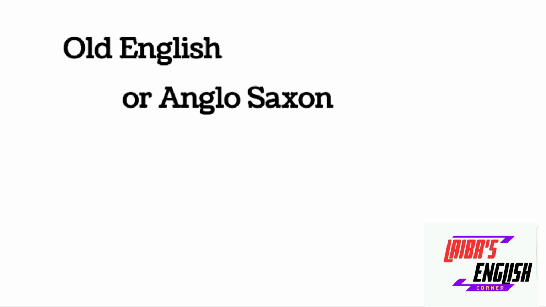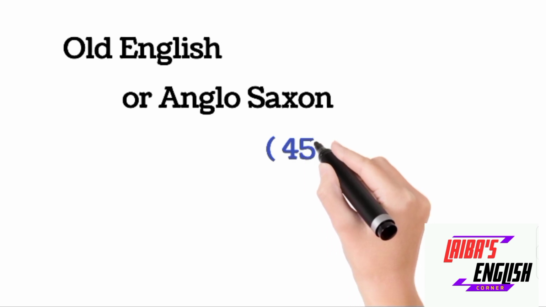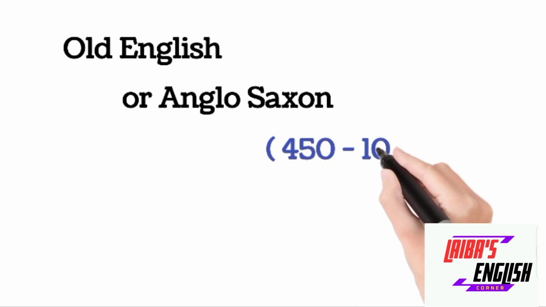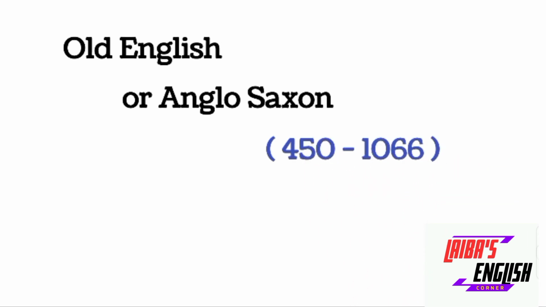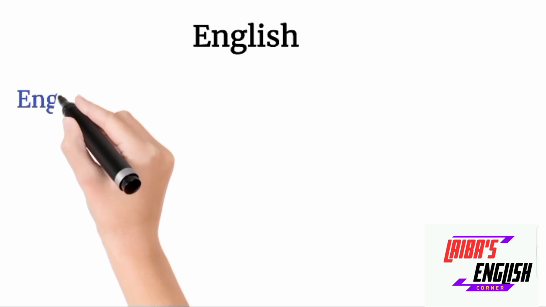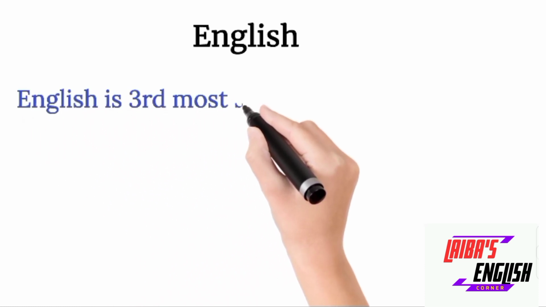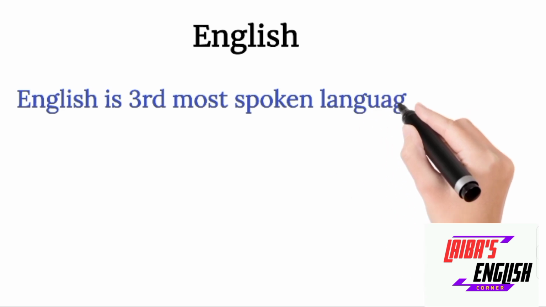So, first of all, we will see the time period. Basically, Old English or the Anglo Saxon period started around 450 AD and lasted until 1066 AD. We will discuss the history of English language and literature. English is an international language which is spoken by almost all the countries in the world.